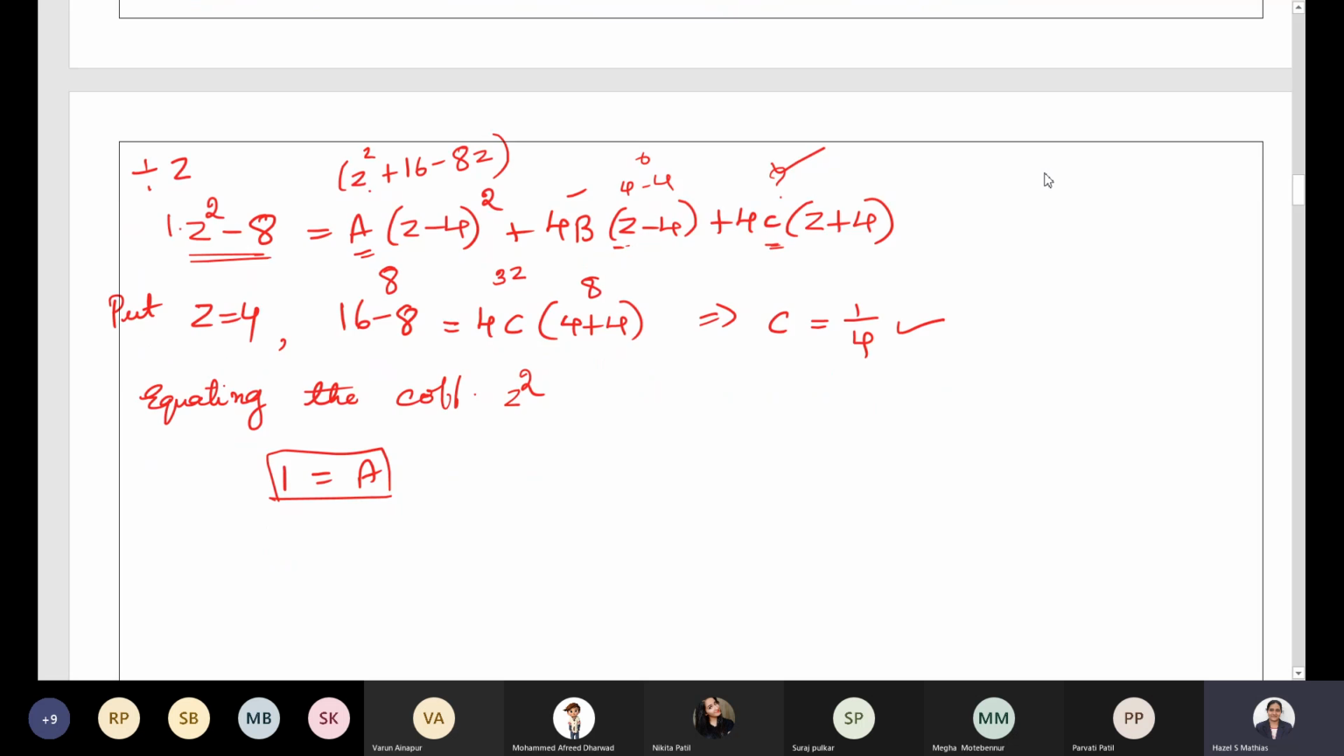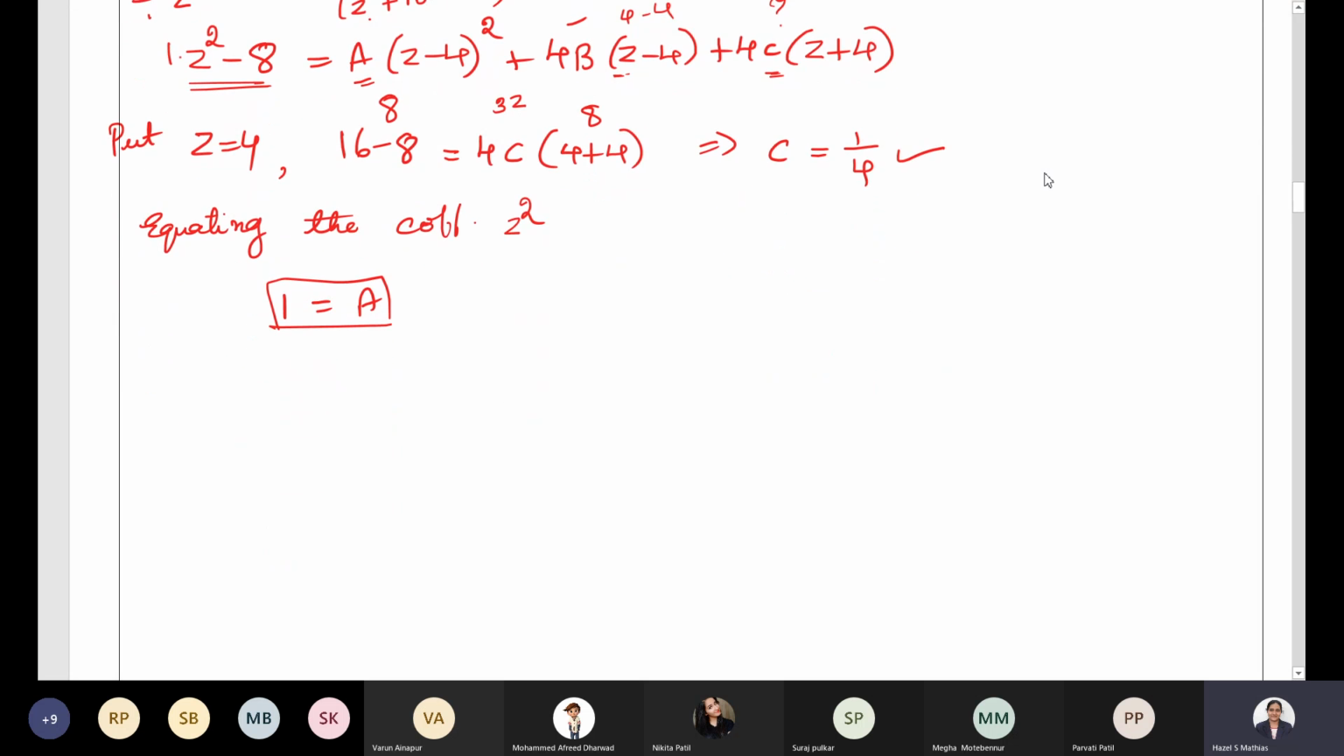So let's listen everybody carefully now. We have found the values of c and a. Now equate the coefficient of z. Equating the coefficient of z.